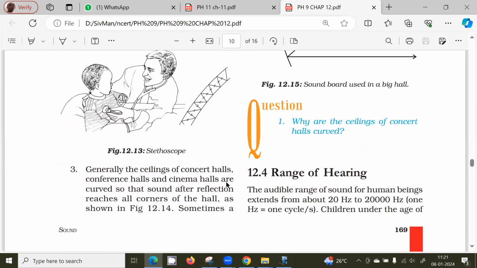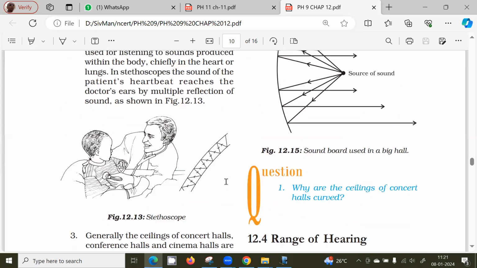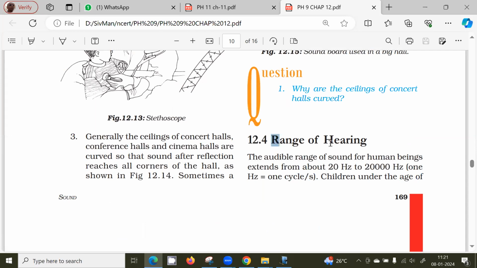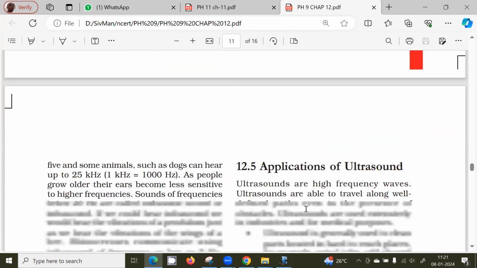Okay, so basically I've said echo and reverberation. Reverberation is nothing but multiple echoes. And range of hearing.